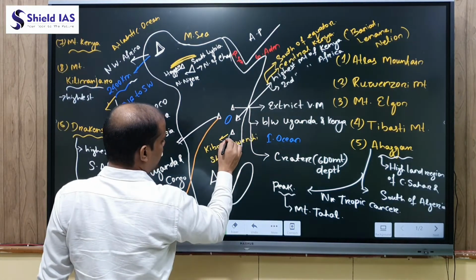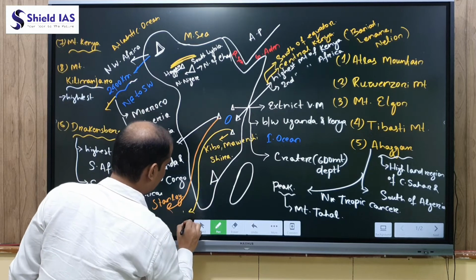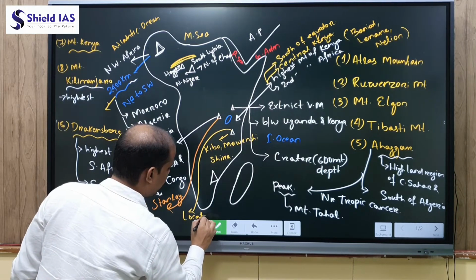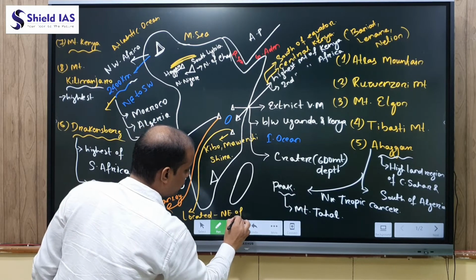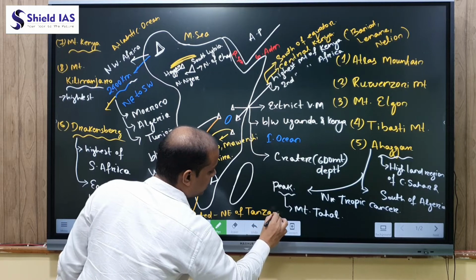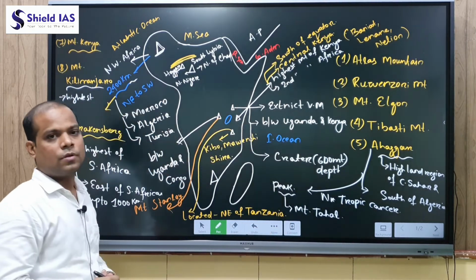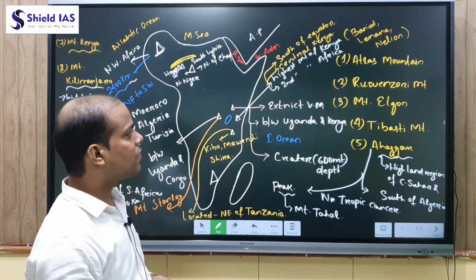And the next information of Mount Kilimanjaro, it is located just northeast of Tanzania. So we have done the important mountains of Africa.